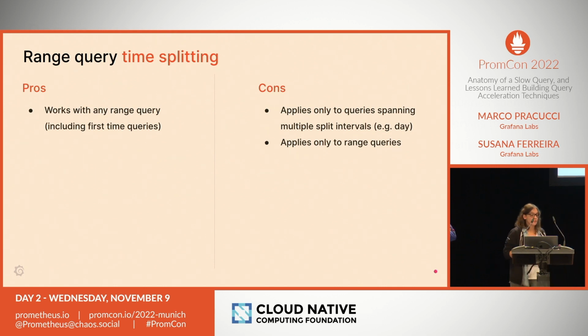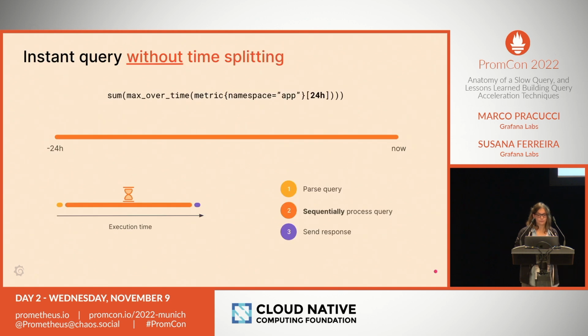This technique, unlike query results caching, works with any range query, including first-time queries. However, it only applies to queries spanning multiple split intervals. In our example, it was based on 1 day, but this is configurable. So this means that if we get a query with a time range interval of less than 1 day, we would not be able to split it. And again, it only applies to range queries.